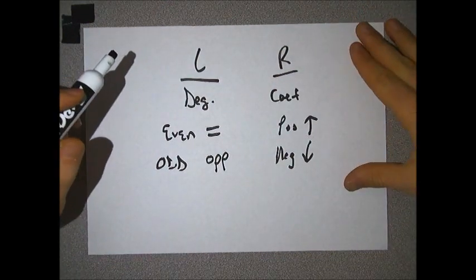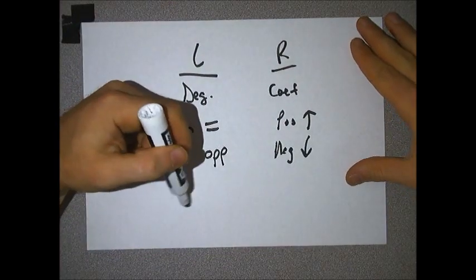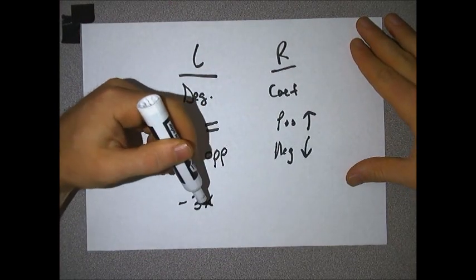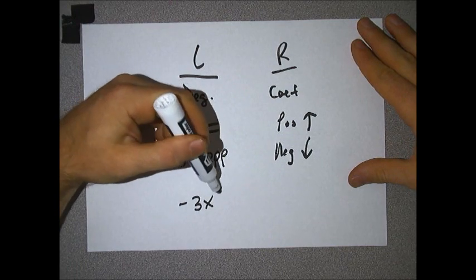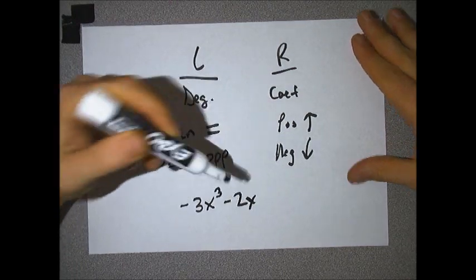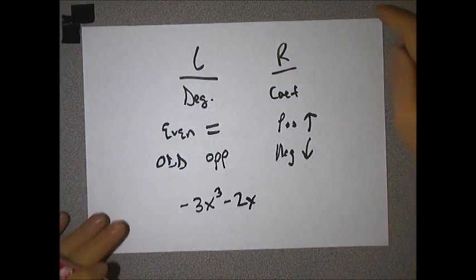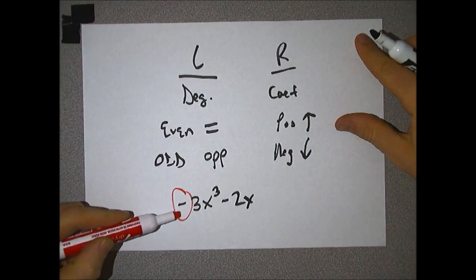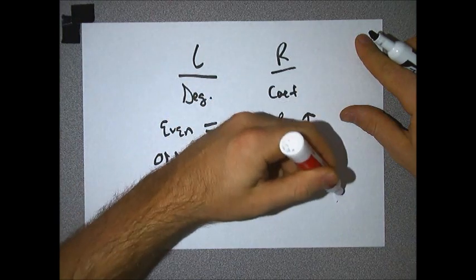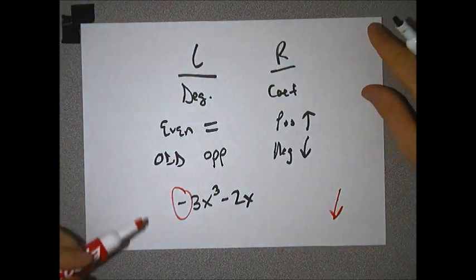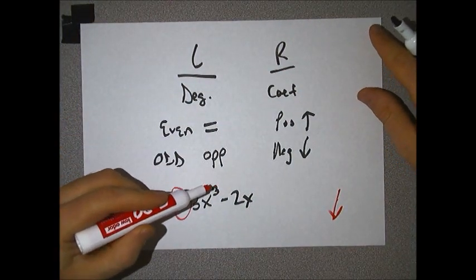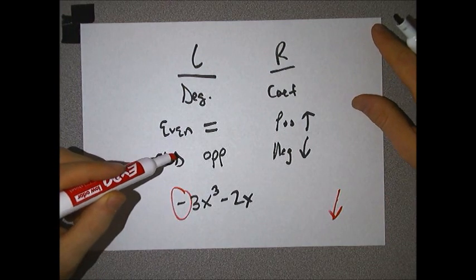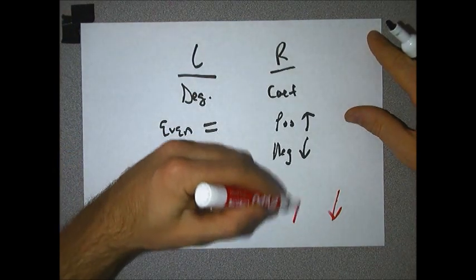And part B says negative 3x to the third minus 2x. So the first thing I do is I look for the right. And for the right, my first number is negative, so the right is going to go down. I want to look at the left. My degree is odd, so the left is going to do the opposite, meaning it's going to go up.